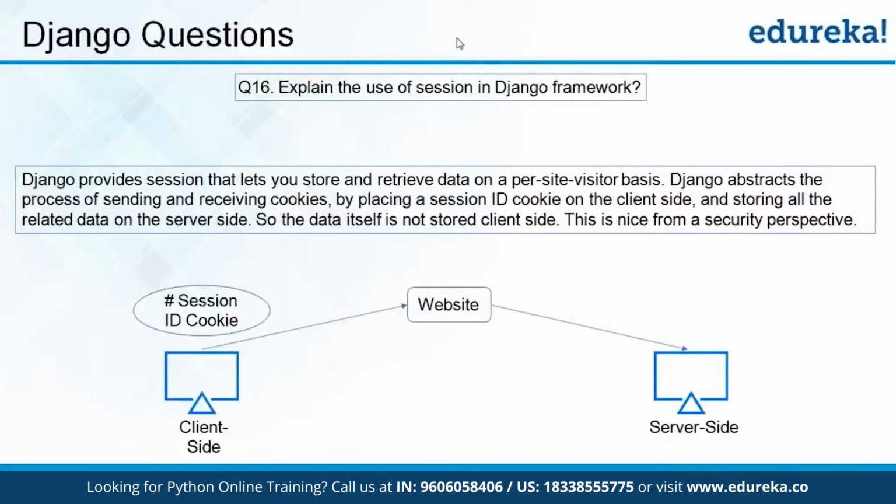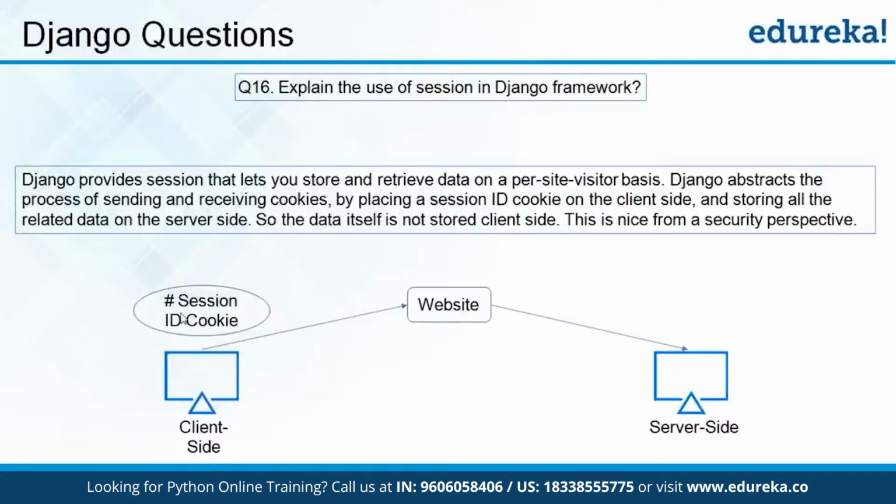So that is where you make use of something known as sessions in Django. Django provides a session that will allow you to store and retrieve data on a per site visitor basis. So you will create a random session key, which would have the session data. For example, it will contain a session ID cookie, so that it will be pushed to the client side, and the data will be served on the server side.